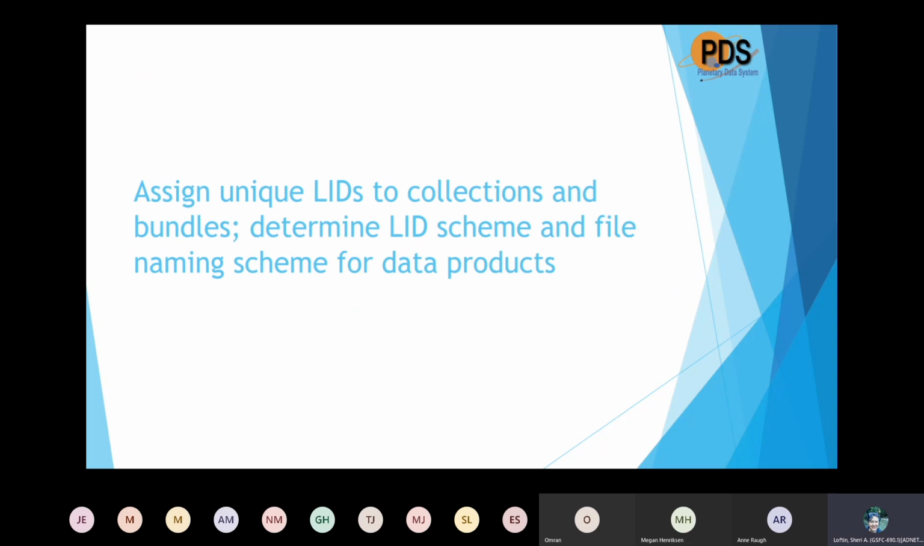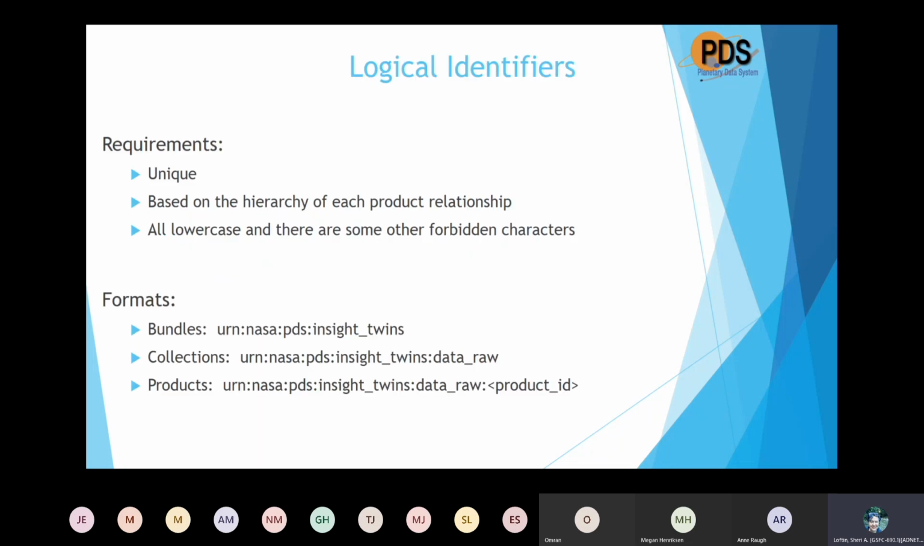And again, we want to assign those LIDs to the collections and to the bundles and to the products as they come in. And this is with the help of your node personnel. So here are our requirements again. You want it to be specific, but not too specific. Notice that they did it on InSight by instrument. If you only have one instrument, you can have it named however you want, but you want it to be fairly specific, but not too specific, and also not too general.